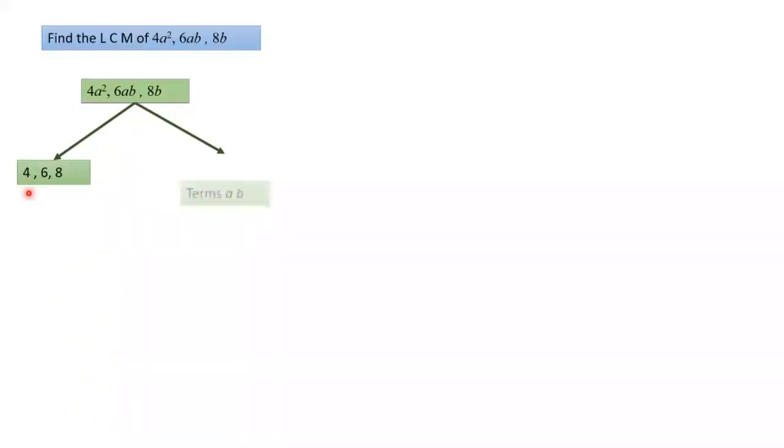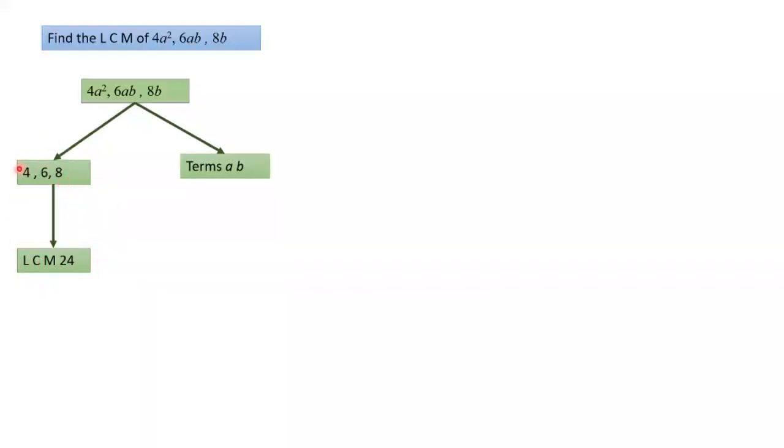Then we will check this case. What is the first method? First, you have to consider 4, 6, 8. Now these are the terms here. You have to think about 4, 6, 8. What is the LCM of 4, 6, 8? Here, look, the LCM of 4, 6, 8 is 24.